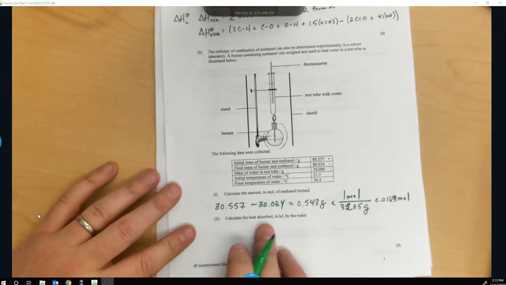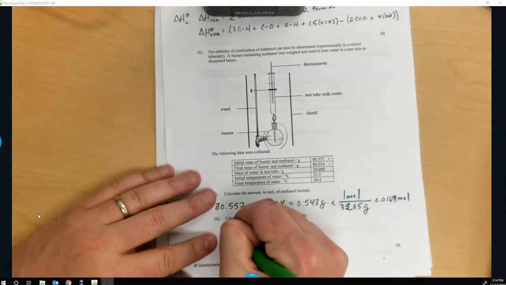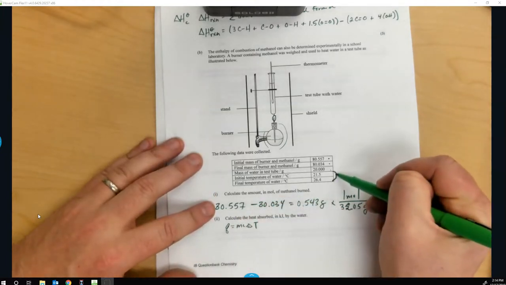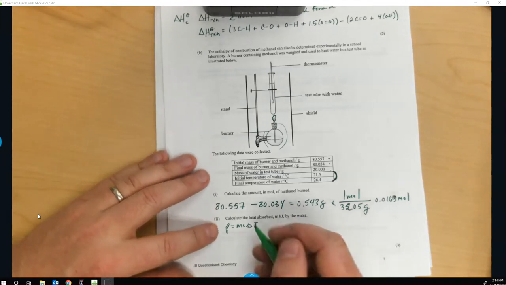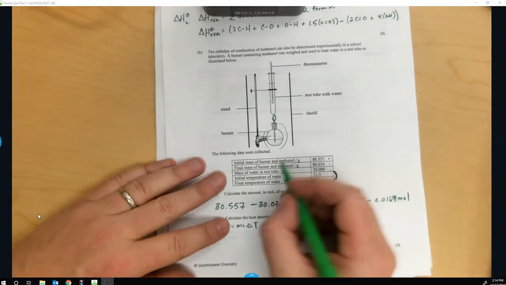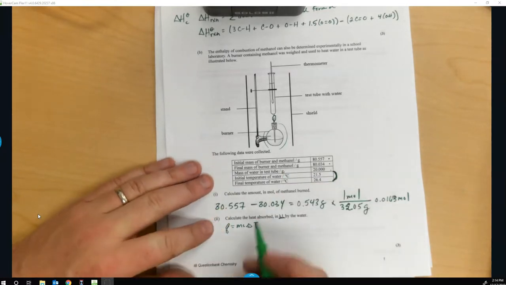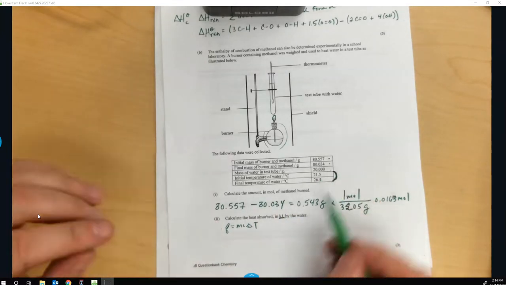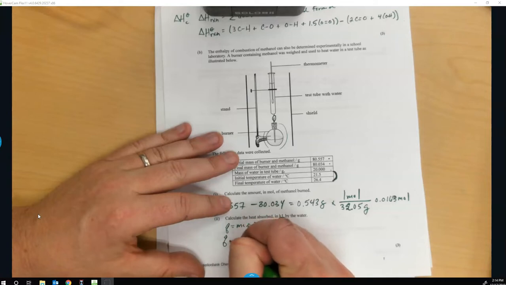It then says calculate the heat absorbed in kilojoules by the water. So we're going to use Q equals mc delta T here. We'll know we're using Q equals mc delta T because we're given change in temperature data. So when I plug the mass of water in, note that the mass here is in grams, but I want my answer in kilojoules. That means I have to plug my unit of mass in as kilograms. Now you can either plug it in as kilograms or just convert at the end by dividing by 1,000. I'm going to plug it in kilograms.